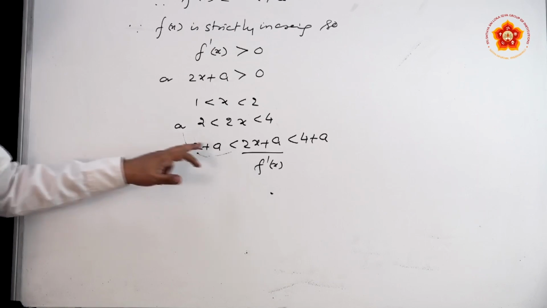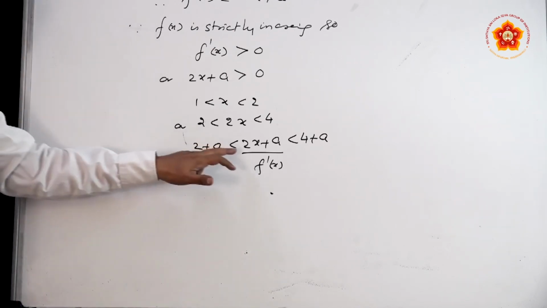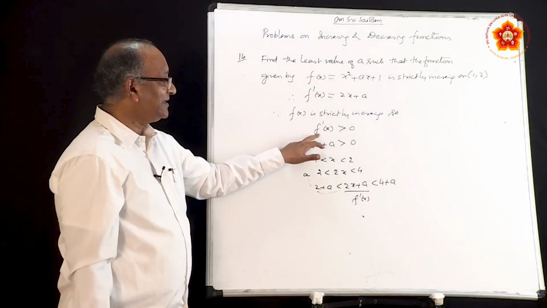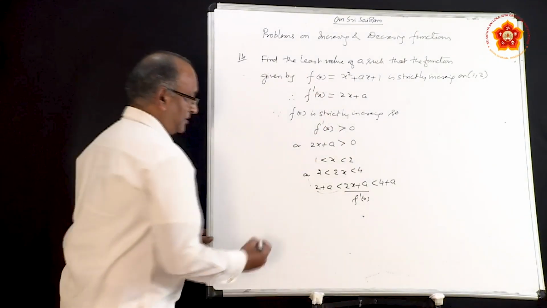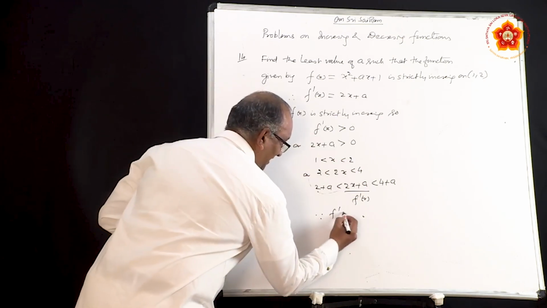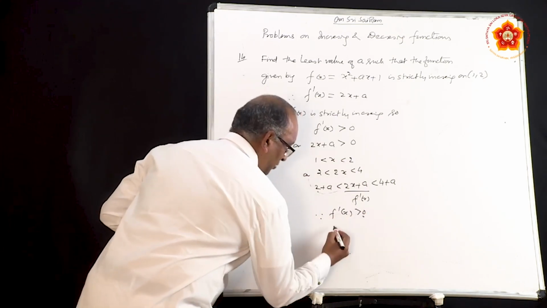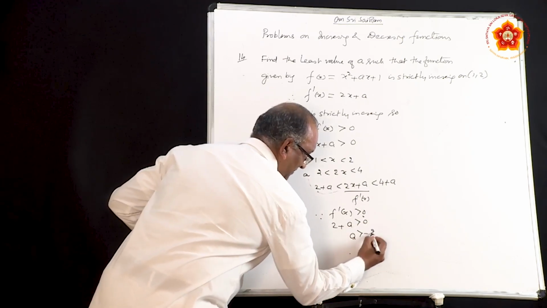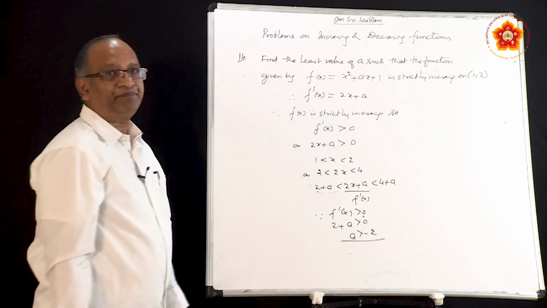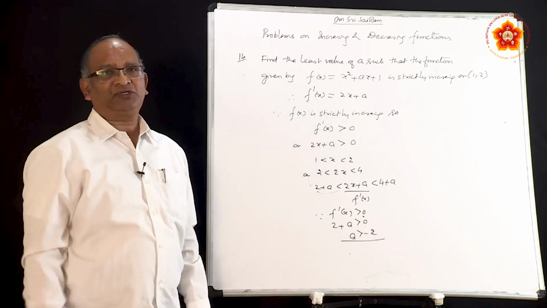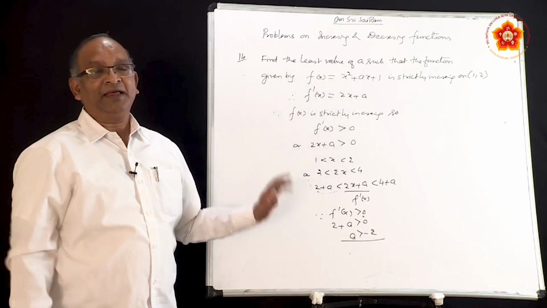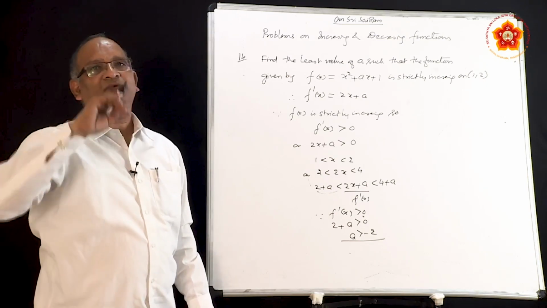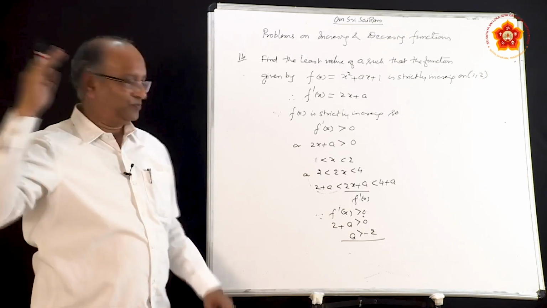This f dash x is positive. 2x plus a is greater than 2 plus a, but we know that since it is strictly increasing, f dash x is positive. Since f dash x is greater than 0, 2 plus a is also greater than 0 and a is greater than minus 2. For any value greater than minus 2, the function is increasing. Any value greater than minus 2 means the least value is minus 2 itself, because it starts from minus 2.